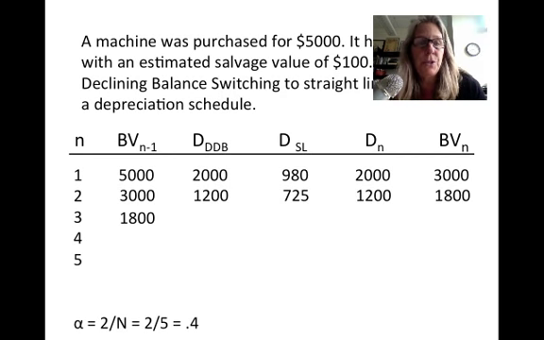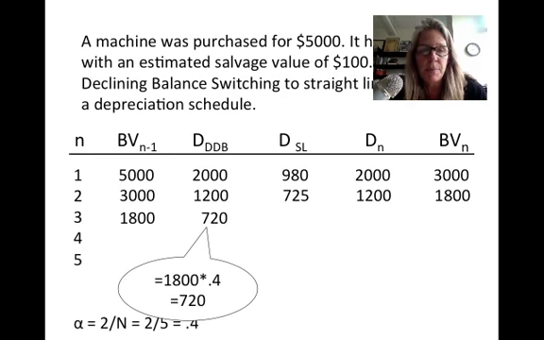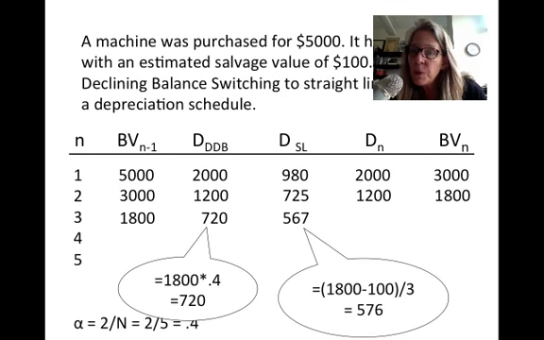So we bring it down to the beginning of the 3rd year, and we do the calculation again, which is 1,800 times 0.4. And in this one, we take 1,800 minus 100 over 3, because there are 3 years remaining, and that gives us 567. We use the bigger of the two, between 720 and 567, which is 720. So that gives us a book value of 1,800 minus 720, which is 1,080.